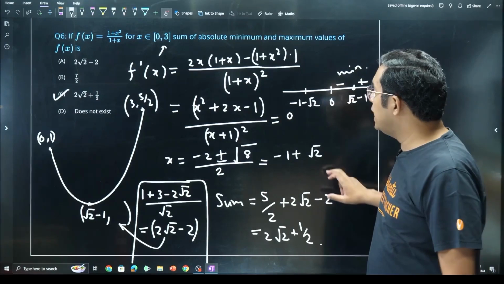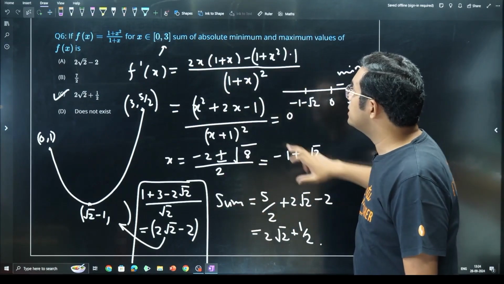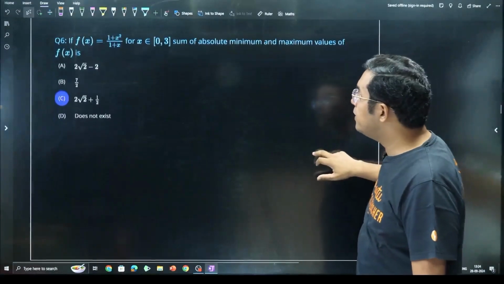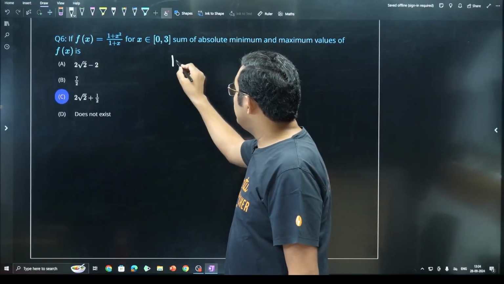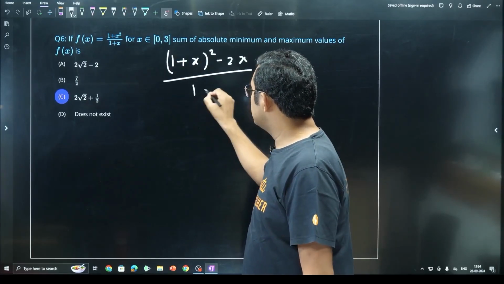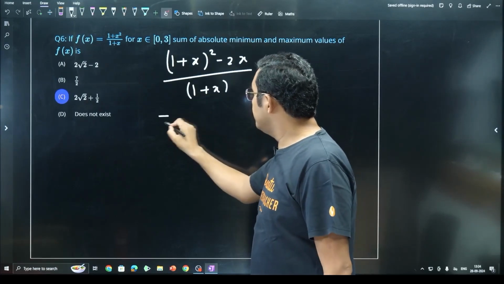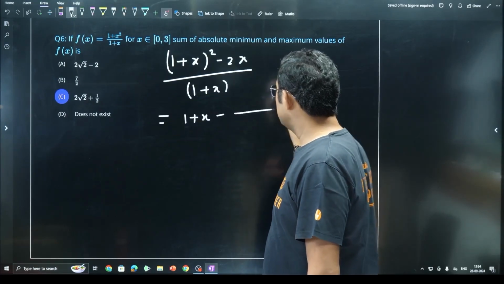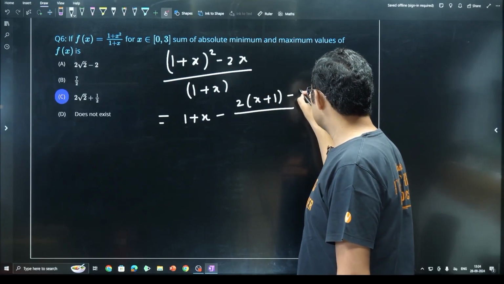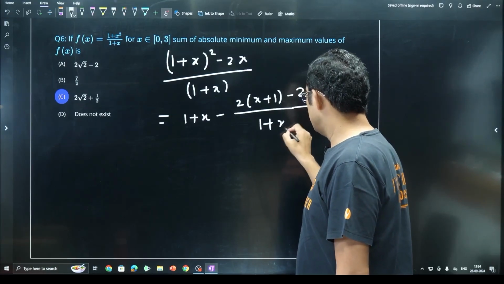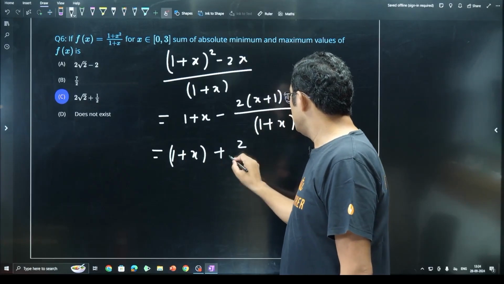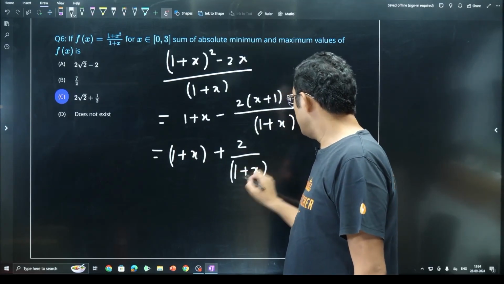You could have done this question with the help of AM-GM also. I'll tell you how you can do it. I'll just tell you a few steps, and after that you will be able to do it. Yeah, the answer is C. See, this expression can be written as (1 plus x) whole square minus 2x upon (1 plus x). And further we can write it as (1 plus x) minus this 2x, I will write it as 2x plus 1 minus 2, upon (1 plus x). So here it will become (1 plus x) plus 2 upon (1 plus x), minus 2.